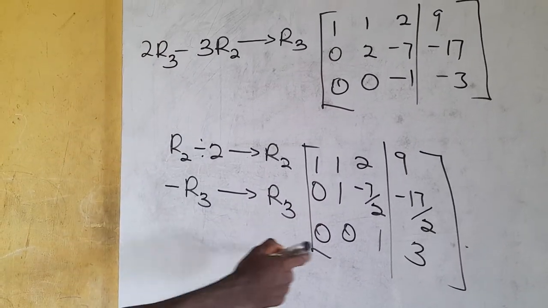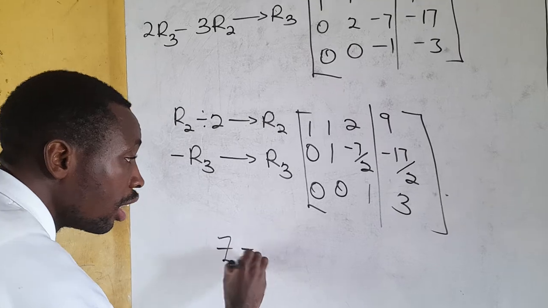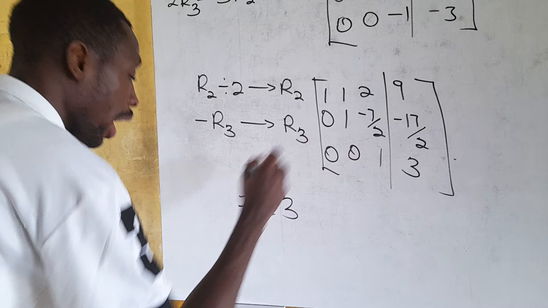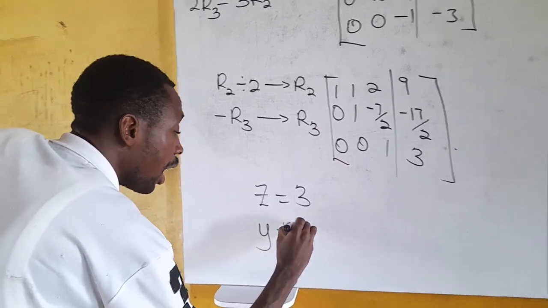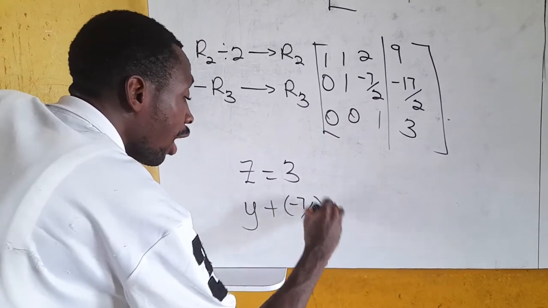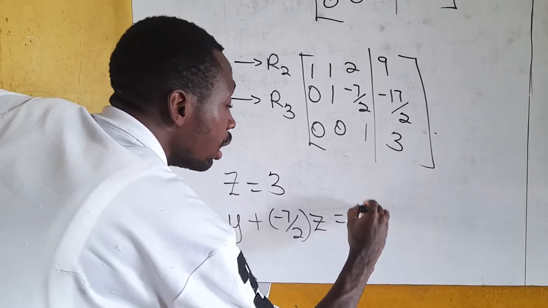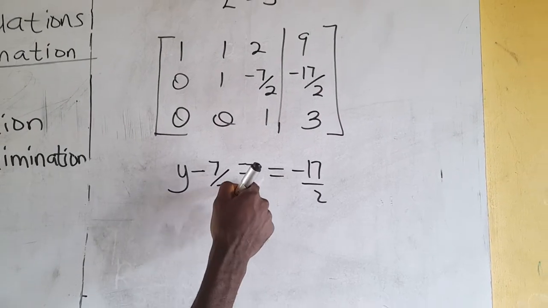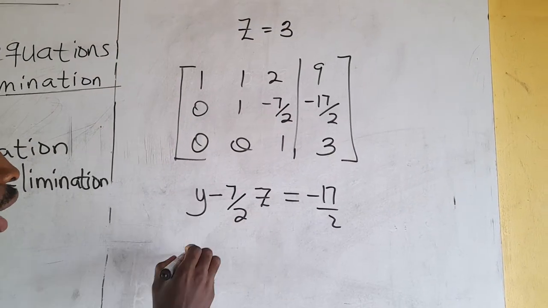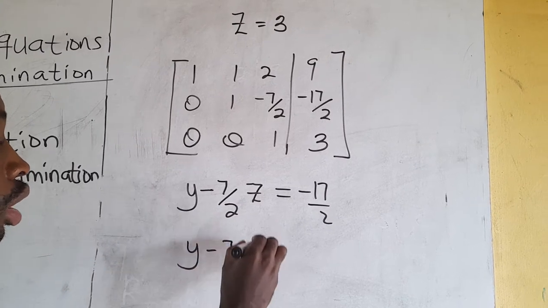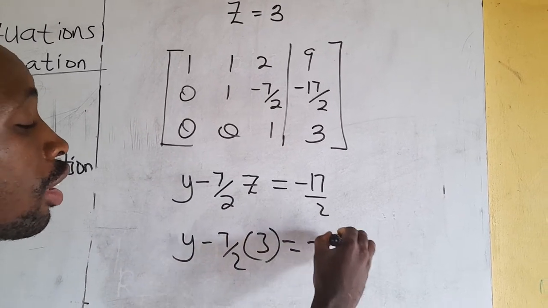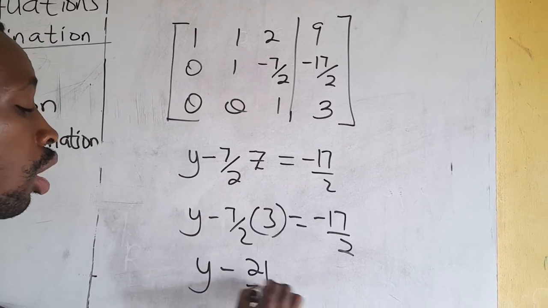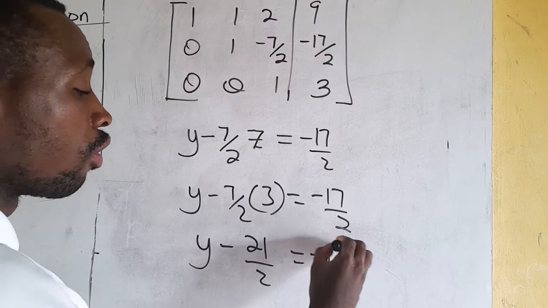So we back solve. How do we back solve? Automatically, our z is 3. I hope you get that. Our z is 3. What next? Y plus negative 7 over 2 z will be equal to negative 17 over 2. So we substitute the value of z here. So we have y minus 7 over 2 times 3 equal to negative 17 over 2. So y minus 7 times 3 is 21 over 2 is equal to negative 17 over 2.